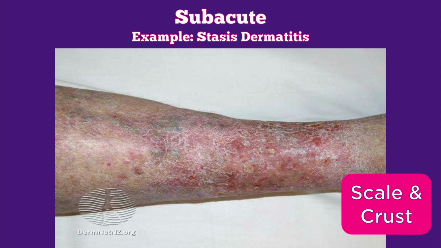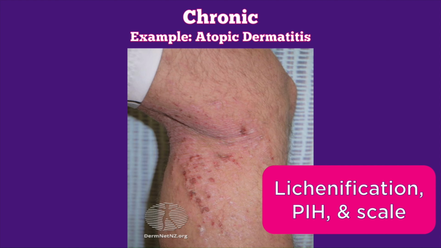An example of subacute eczema might be stasis dermatitis. And then lastly, we have chronic eczematous conditions that typically last months to many years. These chronic eczematous conditions classically show lichenification, post-inflammatory hyperpigmentation, and more scale than what is seen in subacute eczema. Atopic dermatitis is a classic chronic eczematous condition.